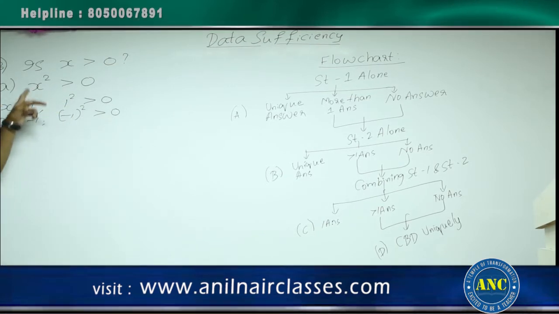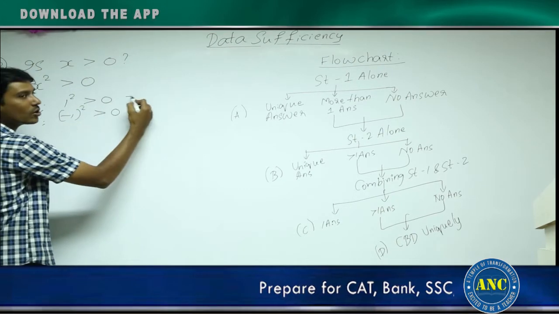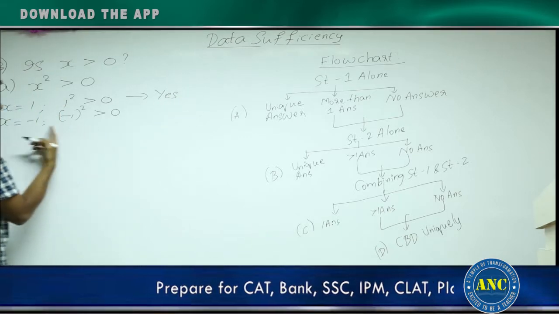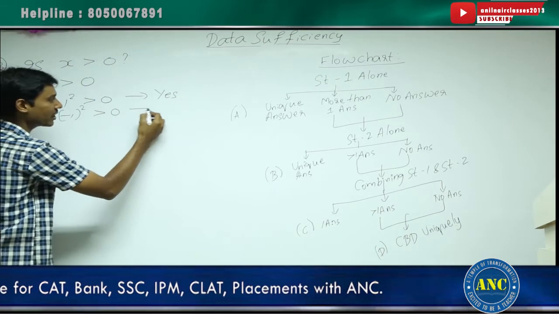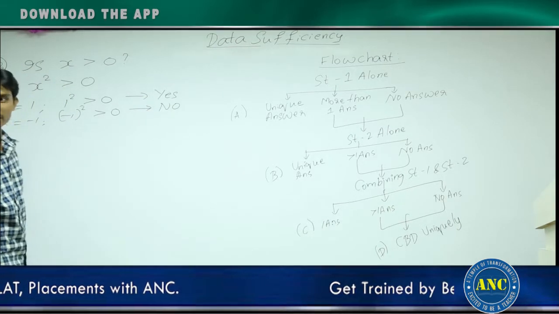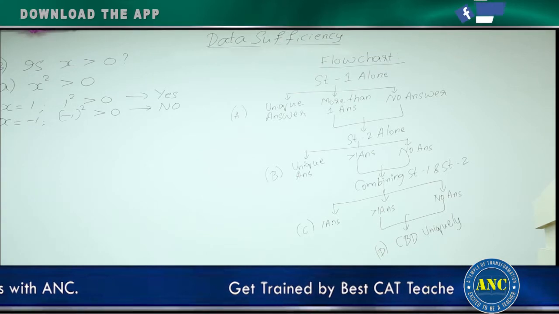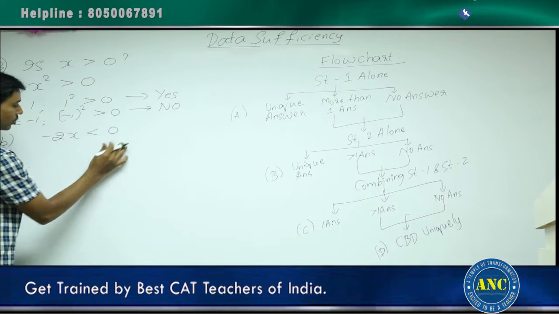Substitute both these values in the main question and question yourself. X equal to 1. Is 1 greater than 0? Yes. You are telling us yes. X equal to minus 1. Is minus 1 greater than 0? No. You are still in the same statement, statement 1. You are telling yes, you are telling no. You are telling multiple answers. Ruled out. Everyone clear, right? Ruled out. Second statement alone: minus 2x is less than 0.